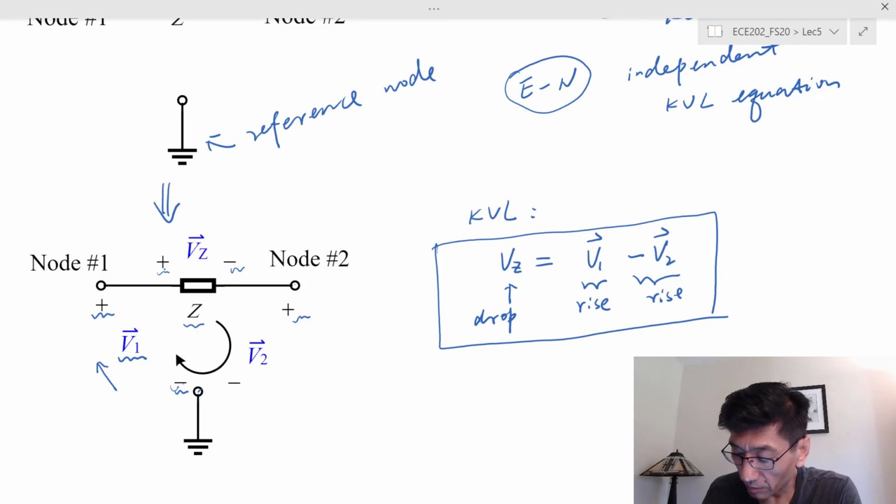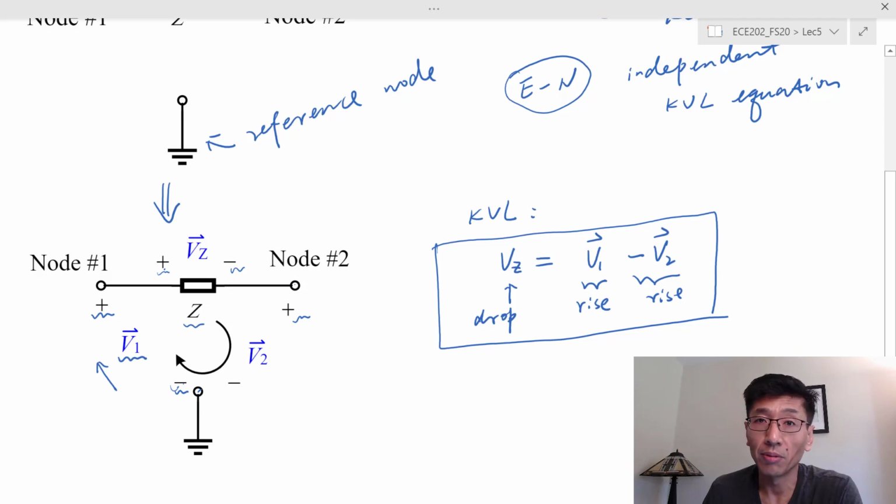I'll stop this clip and start another one, and we'll talk about how we formulate the node voltage equations.